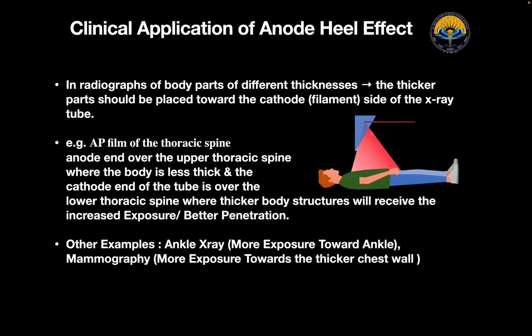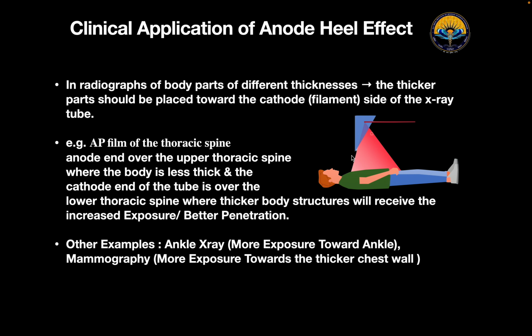Or we can also clinically use this to our advantage. If we know that we will have more intensity of X-rays towards the cathode end and lesser intensity towards the anode end, we can position our patient in such a way that more dense tissue or structures will be towards the cathode end and less dense tissues will be near the anode end. So if we are doing a pelvis radiograph or a spine radiograph, we will put the more dense pelvis bones towards the cathode end and the less dense spine component towards the anode part.